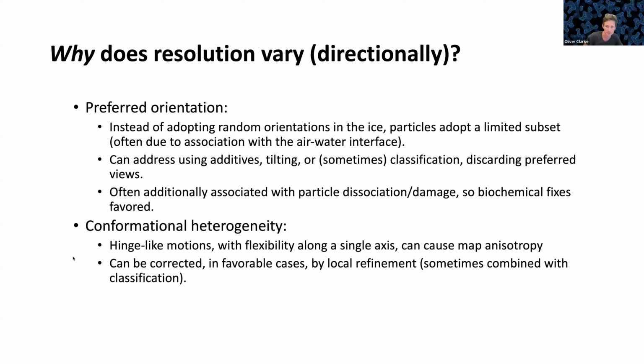If it's the former, though, if those orientations are actually missing, you can address that using additives, tilting, or sometimes by classification, where you discard the preferred views and isolate a subset that is isotropic. One thing I would say, though, is often if you do have a genuine preferred orientation, because that involves your protein associating with the air-water interface, that's often additionally associated with particle dissociation or damage to your protein. So I would generally favor a biochemical fix to this problem if at all achievable.